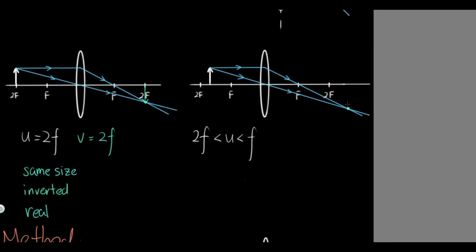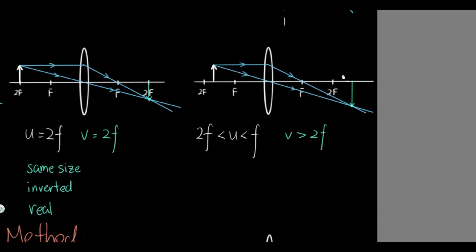So we see that the rays converge over here, so we know that our image is going to be over here. Yeah, and it's going to go like that. Cool. So this is the point where the image is, and as we can tell very apparently, this is way beyond 2f. So we can very confidently say that v is greater than 2f in this case.